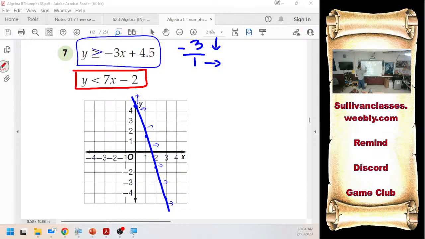Where are you starting? -2 on the y-axis. And the slope is up 7, right 1. Or, because I need more so my line isn't horribly crooked, I'm going to go up 3.5 and over 1/2 as well. Down 3.5 over 1/2 as well. Solid or dotted? Okay.